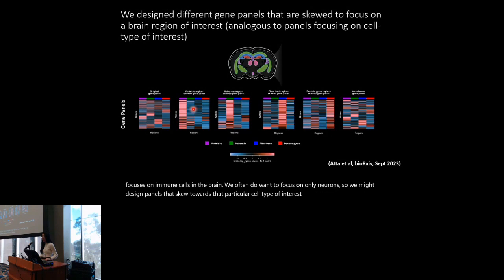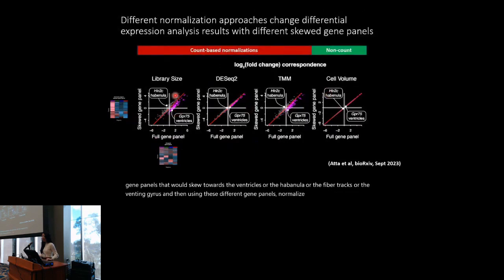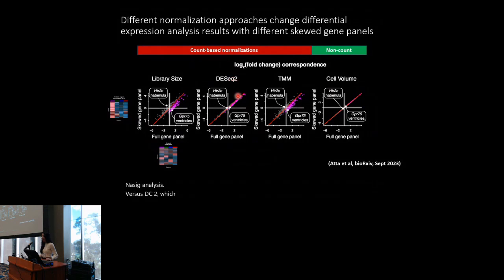So she designed different gene panels that would skew towards the ventricles or the habenula or the fiber tracts or the dentate gyrus. And then using these different gene panels, normalize the data using different count-based normalization, such as library size normalization, that is very common in single-cell RNA-seq analysis, versus DESeq2, which is more common in bulk RNA-seq, and versus something like cell volume normalization, and compared the differential expression log2 fold changes that you would obtain under the full gene panel versus a more skewed gene panel.